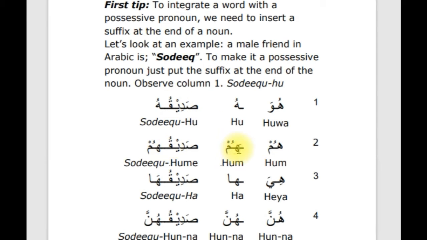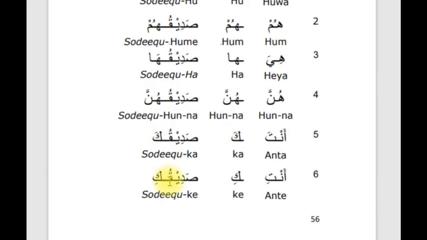Hum: sadiquhum. Just join the hum to the word sadiq. So this is the original word sadiq, so just join the word hum. Here I use the possessive pronoun ha, her. So I just join the fixed word sadiq with ha. It becomes sadiquha, her friend. Hunna: sadiquhunna. That means it's a female group of friends.